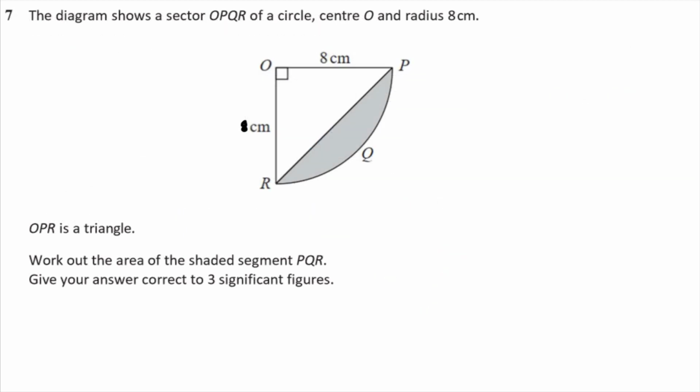Question 7. The diagram shows a sector OPQR of a circle, center O and radius 8. OPR is a triangle. Work out the area of the shaded segment of PQR. Give your answer correct to 3 significant figures. Okay, so to work out the area of my segment, that is going to be equal to the area of the sector, which is like the part of the circle which it's from, minus the area of the triangle.